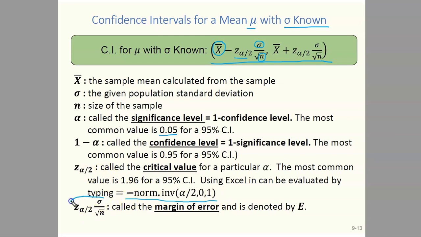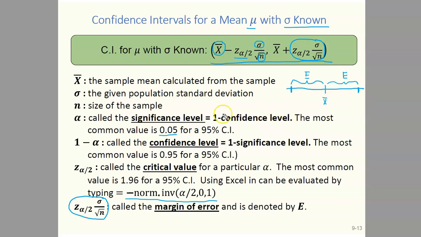And then this term right here, the Z alpha over 2 times sigma over root n, that is called your margin of error. Keep in mind that is half the width of your confidence interval. And this represents the value that you move to the left and right from your sample mean to form your confidence interval. So, for example, if this is x bar right here, the distance that you move to the right and to the left to form your confidence interval, this distance is this term right here, and that's called your margin of error, and it's denoted by E. So this is the E right here, that distance. That's the distance you move to the left and right to form your confidence interval here and here.